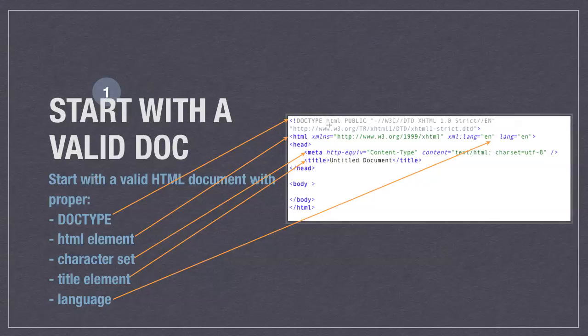which in HTML5 is a lot simpler than this, by the way. It's just HTML. You need an HTML element. Here, you need to write the HTML element, and if it's XML you're using, I'm using XHTML strict here, so it needs an XML namespace in it and an XML lang. And if you're using HTML 4.0 strict or transitional, then you would still need this language attribute here. And then you want to have a character set.